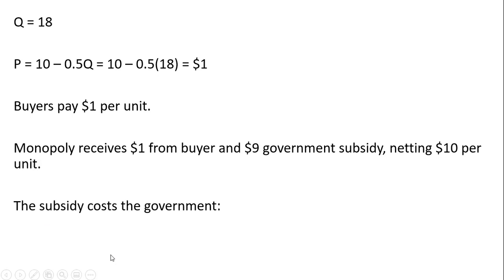The subsidy costs the government the size of the subsidy times the number of units, $162 in this example. Okay, that's it.